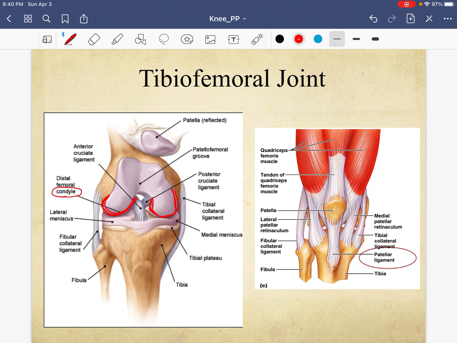We also have some epicondyles, which are up here. You don't need to know them. So there's a femoral epicondyle. Epi means smaller rounded bump. You don't need to know those though. We're going to be more focused on the condyles at the bottom.